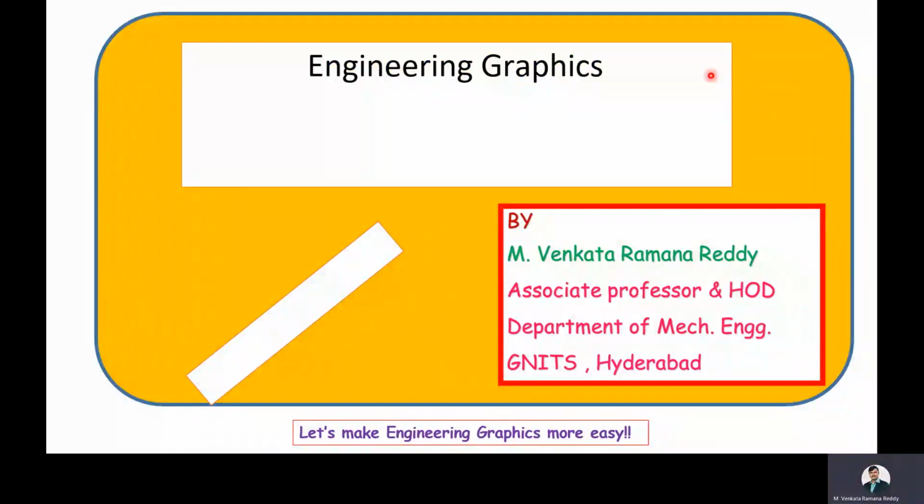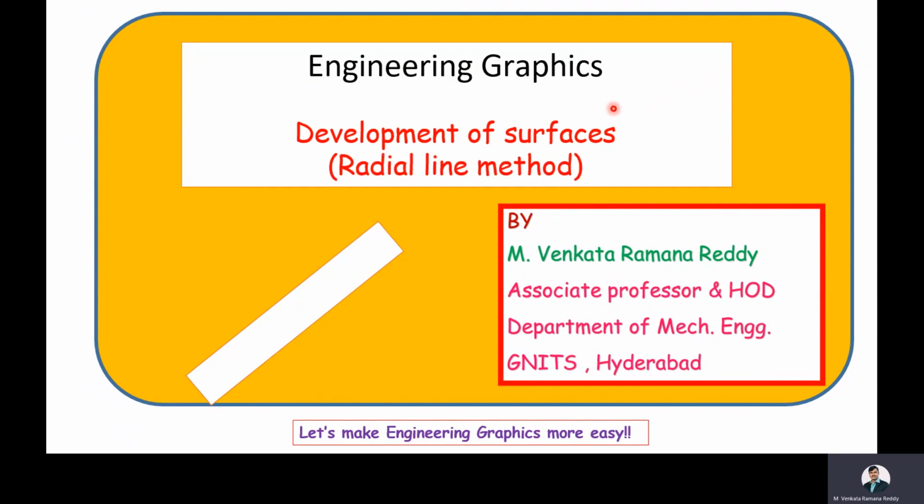Welcome to the discussion on the subject engineering graphics. Under engineering graphics, we are going to discuss a topic on development of surfaces. Under development of surfaces, we are going to solve a problem on radial line method. This is the second solved problem we are discussing under radial line method under the topic of development of surfaces. Now we will enter into the problem.